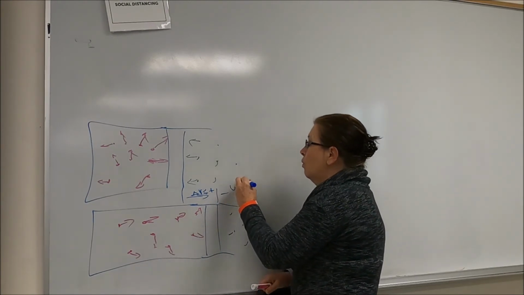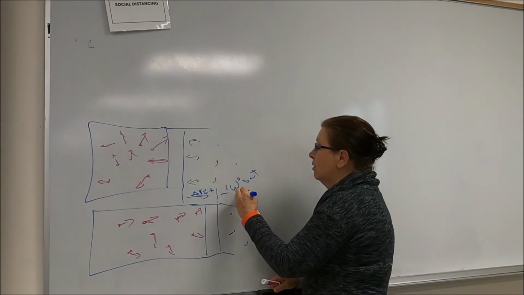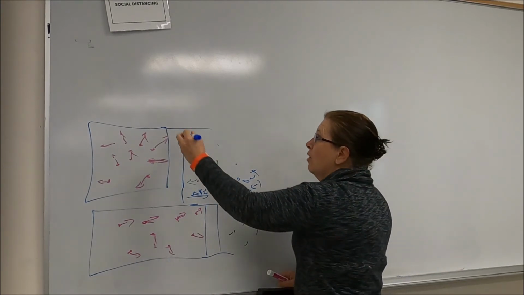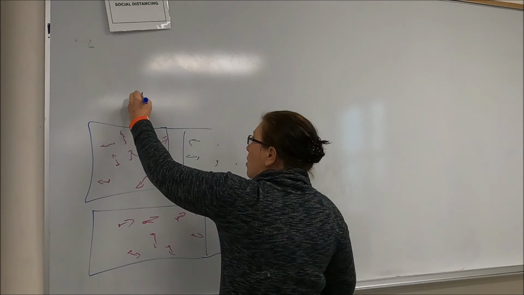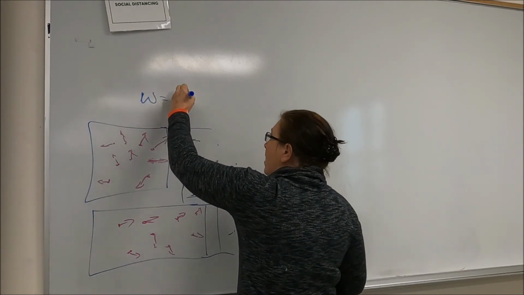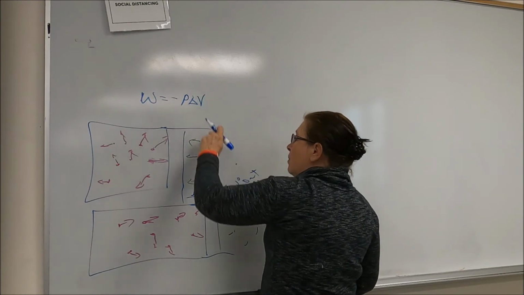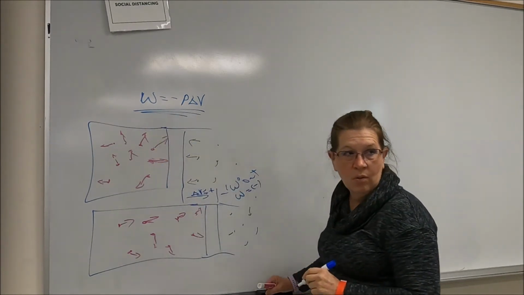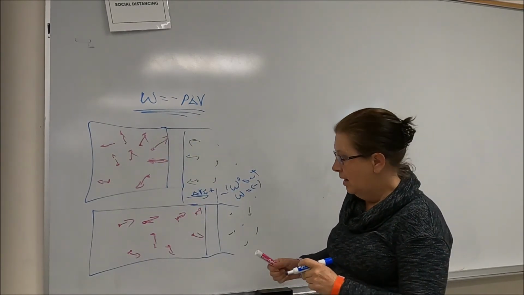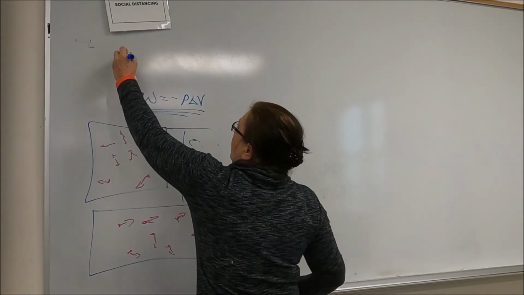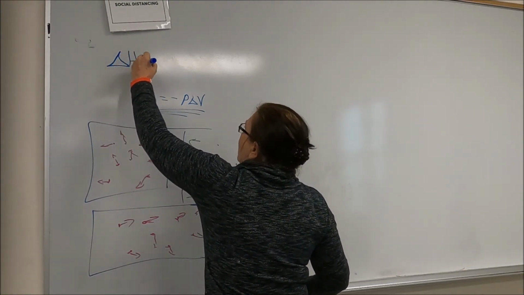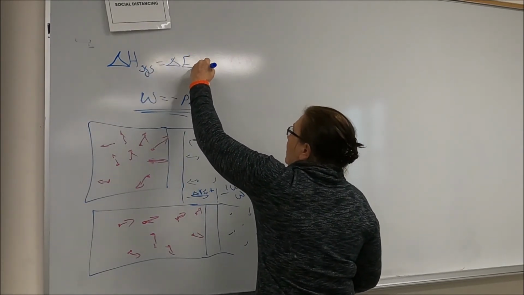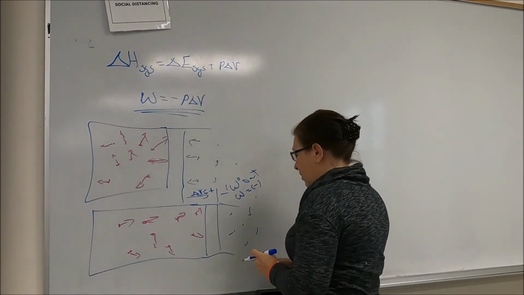So this would be work out. So work here is negative. Turns out that when we're talking about PV work, work equals minus P delta V when this external pressure is constant. Work is equal to minus P delta V. Now, what does that do for me? Well, we know that delta H for our system is equal to delta E for the system plus P delta V for the system.